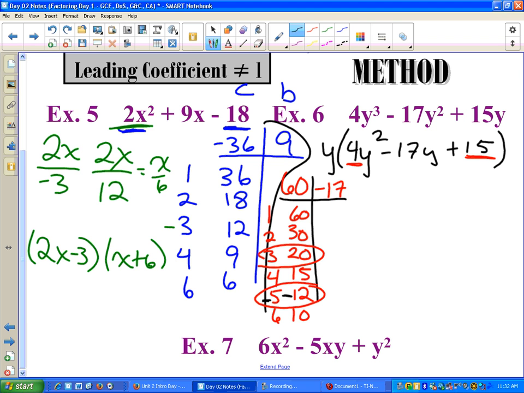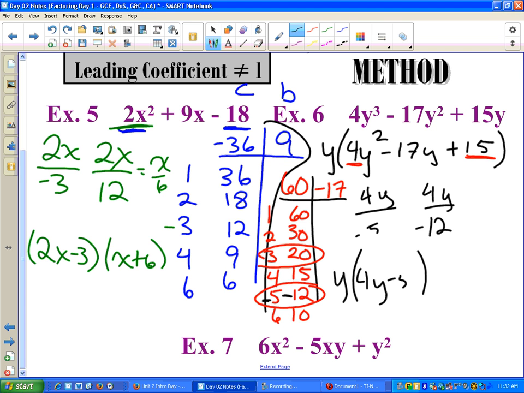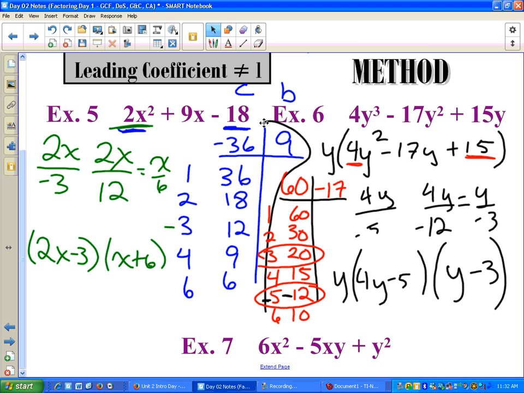So I come back, and again, I have to do the whole fraction thing. 4y over negative 5. 4y over negative 12. My first factor is that y in front. Does 4y over negative 5 reduce? So this is 4y minus 5. Does 4y over negative 12 reduce? Y over what? Negative 3, 1/3. So this is y minus 3. Multiply it out, FOIL it out if you don't.